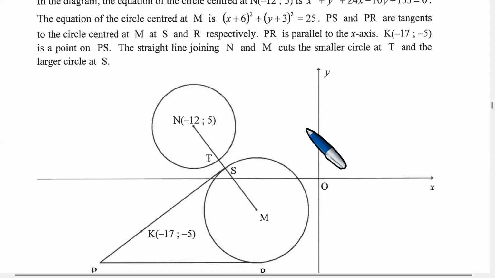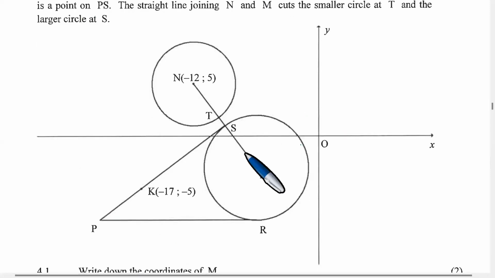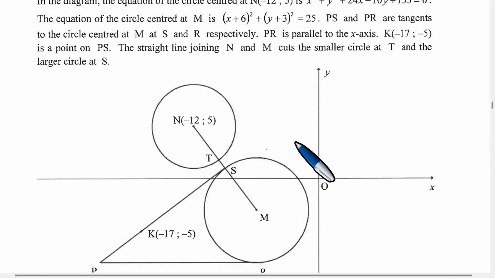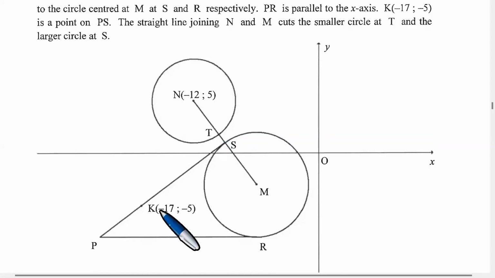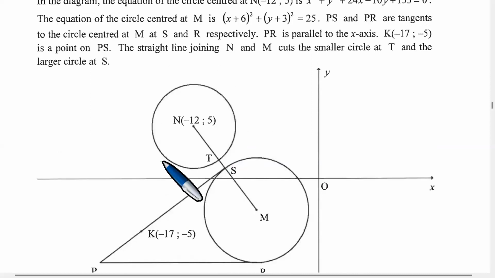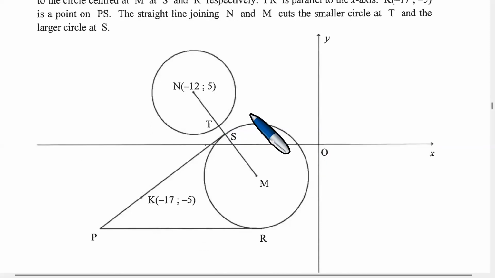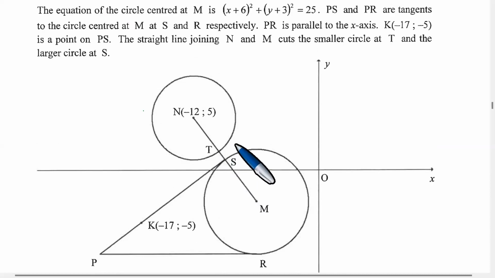PR is parallel to the x-axis. K has the coordinates minus 17, minus 5, and is a point on PS. The straight line joining N and M cuts the smaller circle at N and at T, and it cuts the larger circle at S.